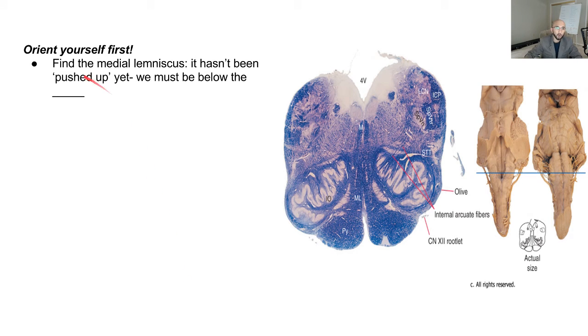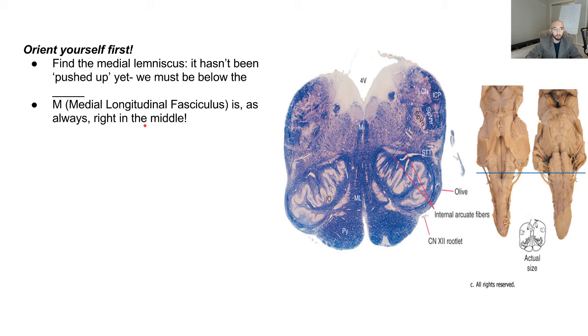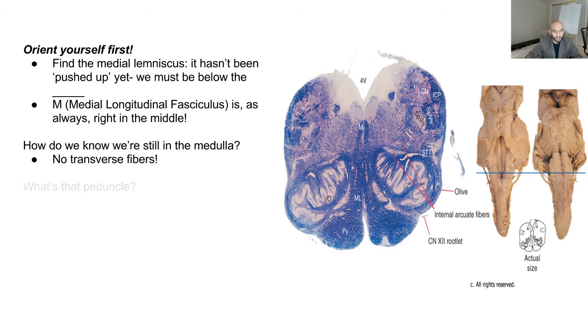So we find the medial lemniscus. It hasn't been pushed up yet. We must be below the pons. And we have the MLF right in the middle. And again, we're asking ourselves, why are we in the medulla? No transverse fibers.